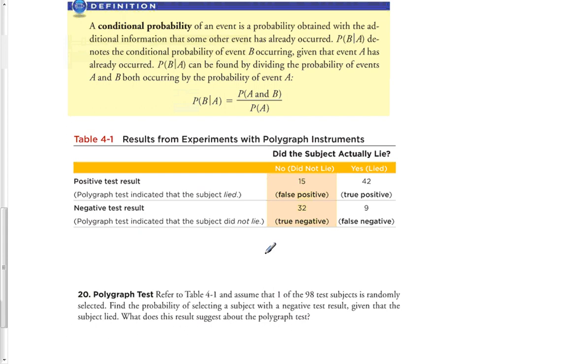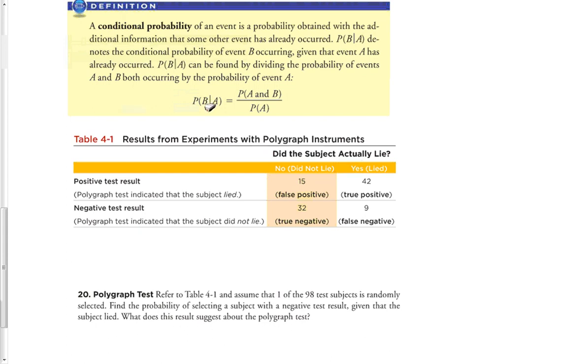Now, the polygraph doesn't know whether the people are lying or telling the truth, so the columns actually represent the actual reality. These 15 people had a positive test result, meaning that the polygraph said they lied, but they actually did not lie. That's what you call a false positive. The polygraph test is indicating that those 15 people lied, but they didn't actually lie. Over here we have these 42 people. The polygraph test said they lied, and they actually lied. So you see, each column represents the reality, and each row represents what the polygraph test says.